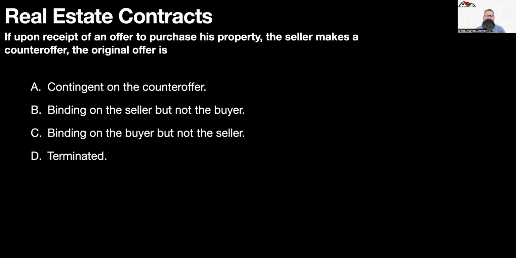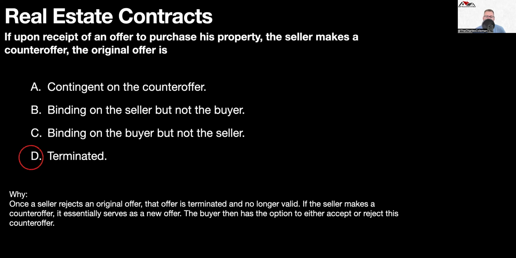If upon receipt of an offer to purchase his property, the seller makes a counteroffer, the original offer is terminated. Once a seller rejects an original offer, that offer is terminated and no longer valid. If the seller makes a counteroffer, it essentially serves as a new offer. The buyer then has the option to either accept or reject this counteroffer.